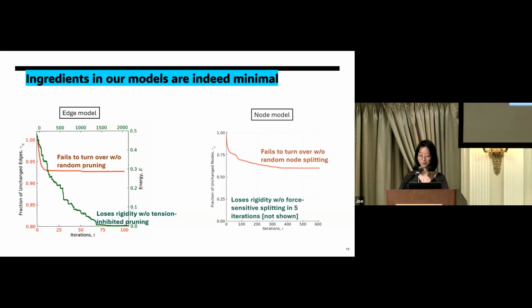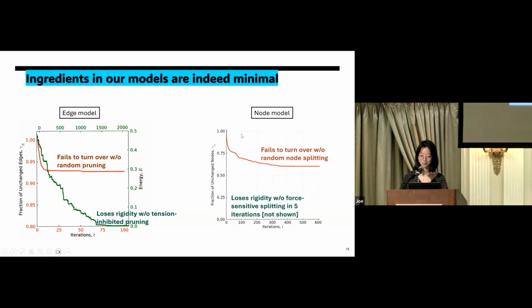The story is the same for the node model. If we don't have random pruning and random node splitting, then the fraction of unchanged nodes stalls at about 60%. And the network will lose rigidity if we don't have force-sensitive splitting. So now we have really identified what is needed for rigidity homeostasis.